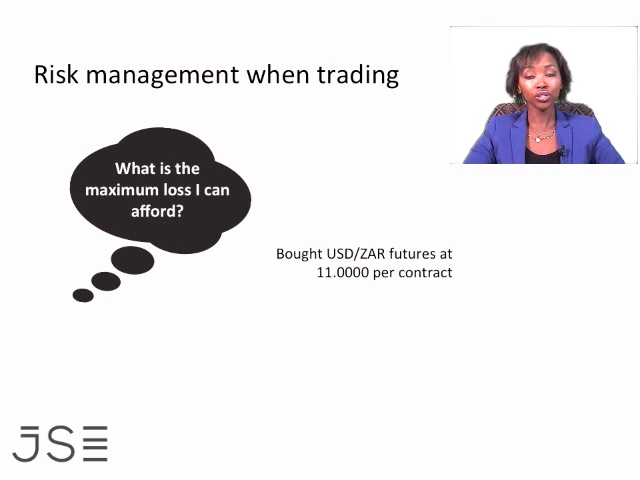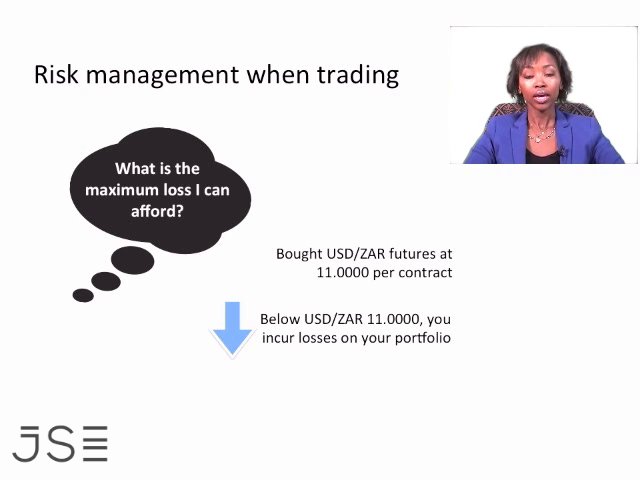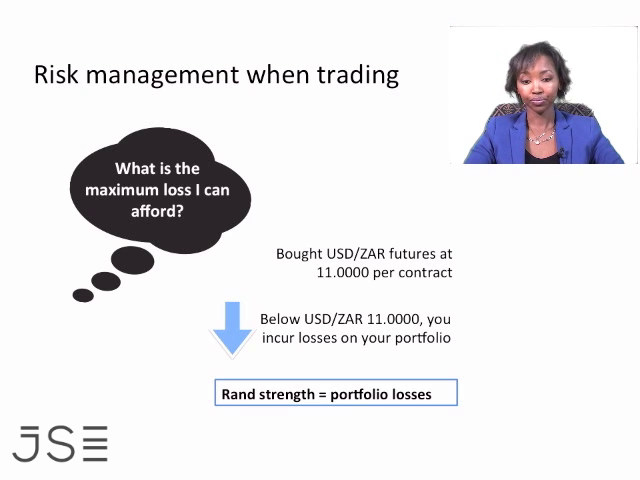So let's say you bought your dollar-rand futures at a contract price of 11. So at a price of 11 rands to $1 per contract. So if you've bought the future, then it means that when the currency gets stronger or the currency moves lower, then it's actually moving against you, okay? And that's when you start to incur losses on your portfolio. So rand strength for you equals portfolio losses if you are buying the contract.